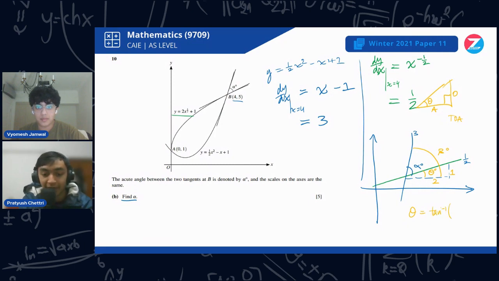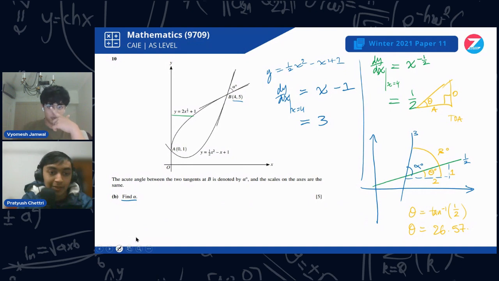Am I in radian mode? That's it. Degree mode. Okay, we're good. Tan inverse opposite over adjacent, 1/2. 26 degrees, right? It is 1/2. Yes, good. So theta is 26.57 degrees. I'll put that for now.